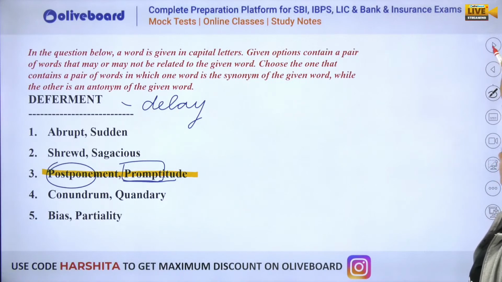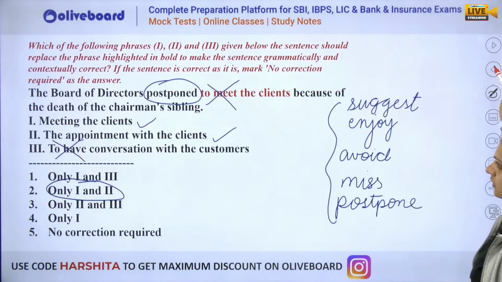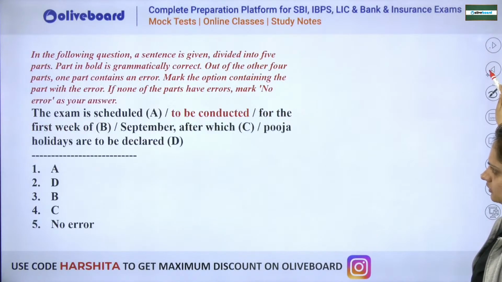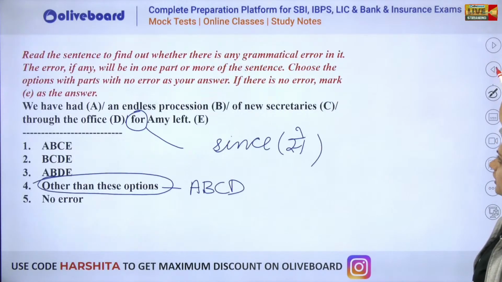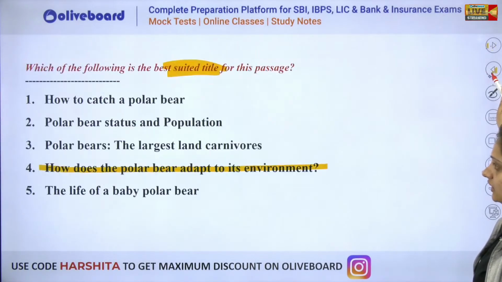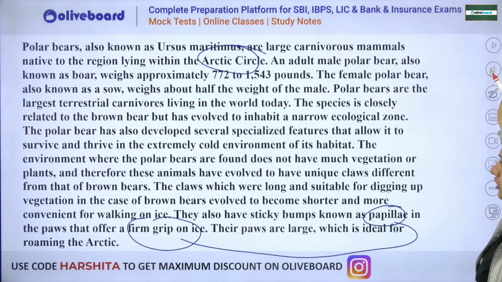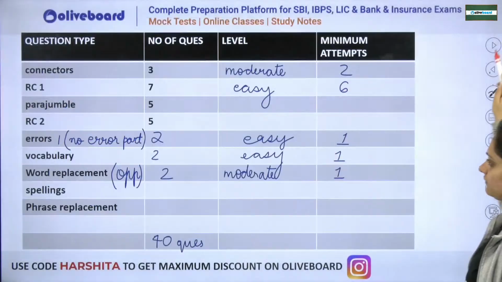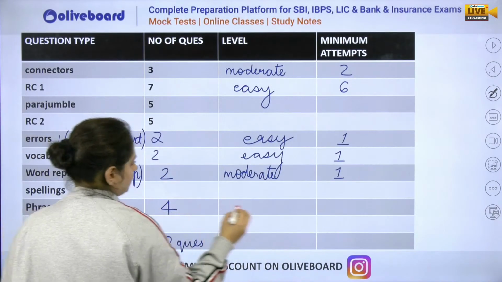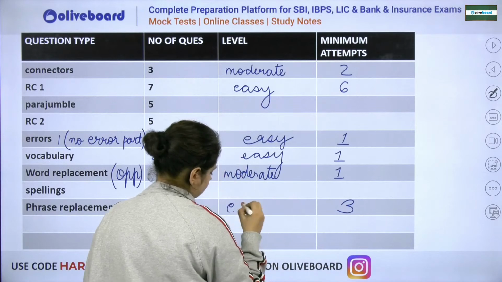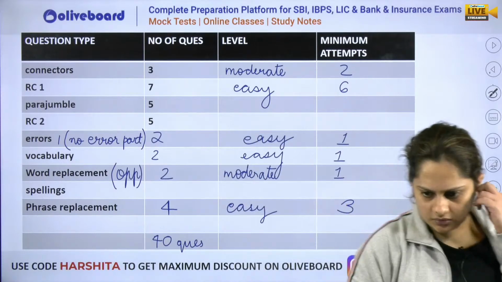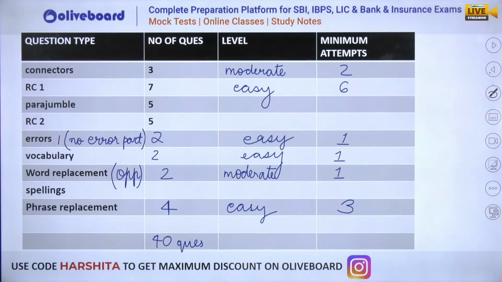Now guys, how many have we done? I think 1, 2, 3, there were 4, right? 4, okay. So there were 4 questions. I feel they are easily doable. I feel at least 3 through elimination, you get your answers. Minimum 3 attempts are possible in phrase replacement out of 4 questions. Level, easy. It was doable. The level was not very tricky. Okay. Now, let's go to the next one.